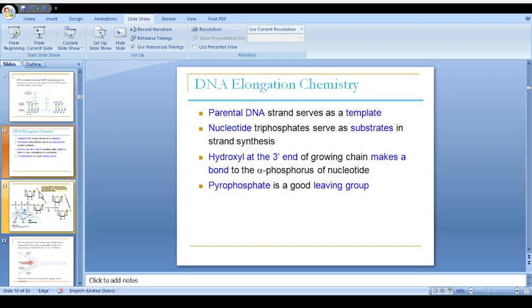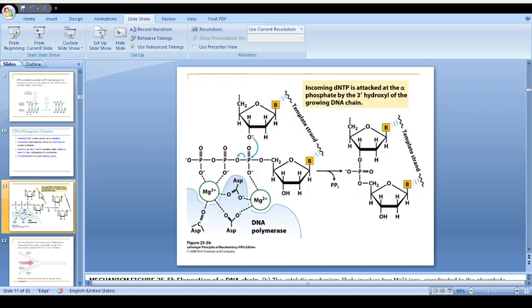The parental DNA serves as the template, and the nucleoside triphosphate serves as the substrate for the synthesis. The hydroxyl group of the growing chain, that is, in the case of the primer, makes a bond with the alpha phosphorus of the nucleotide, and pyrophosphate is leaving during this procedure. Here we can see in the diagram how the template strand containing the incoming nucleotide creates a phosphodiester linkage with the existing 3-hydroxyl group.